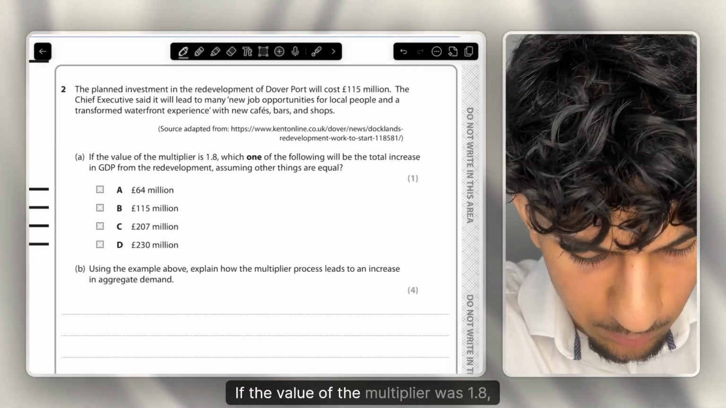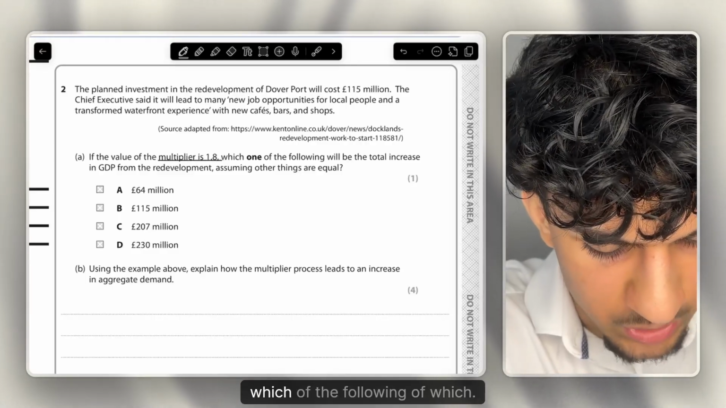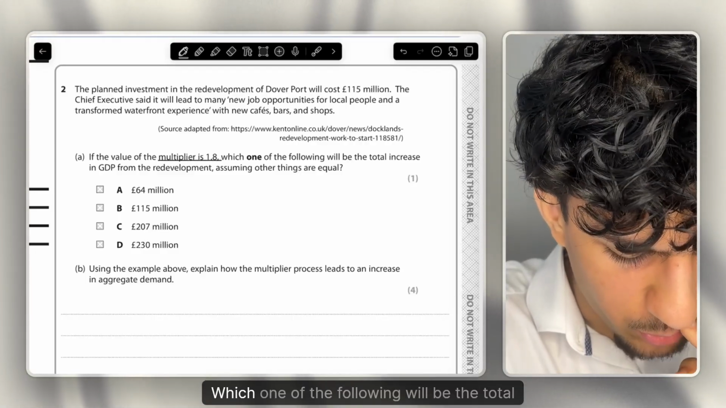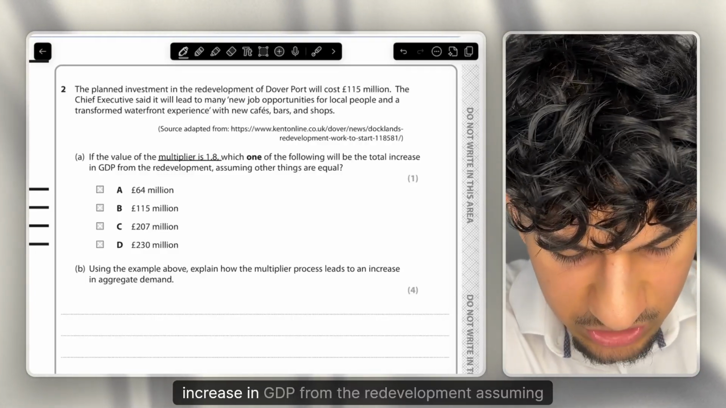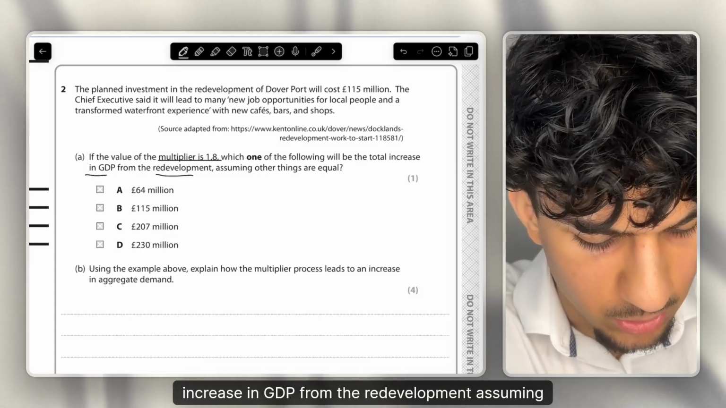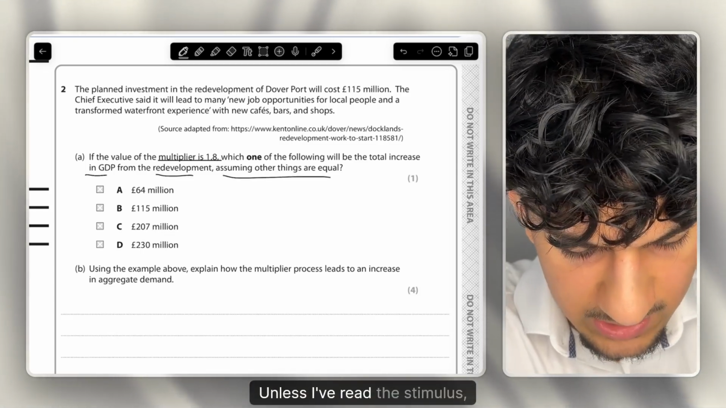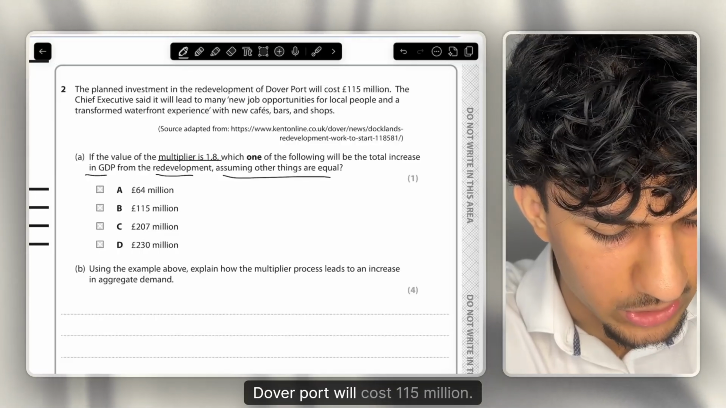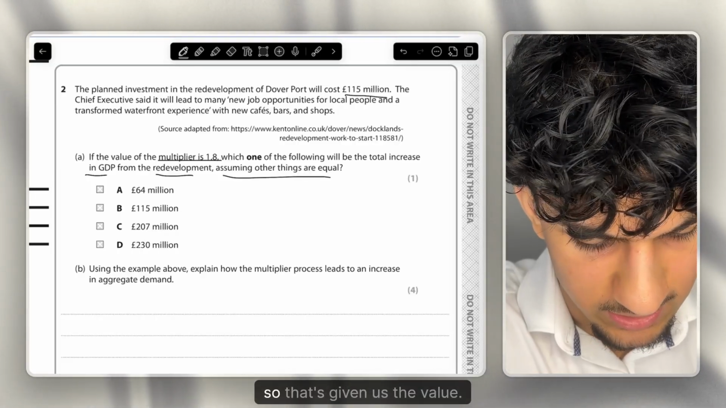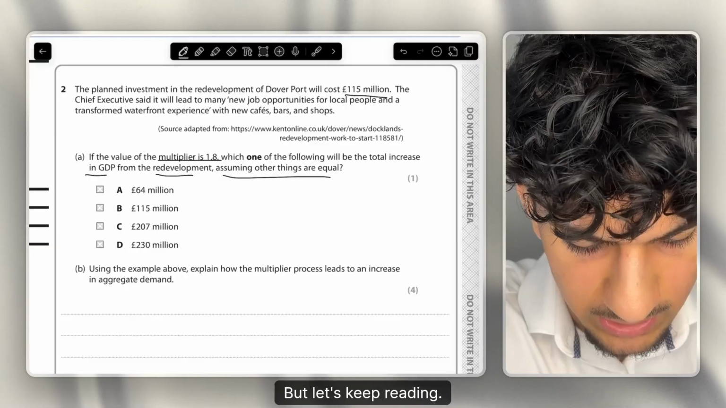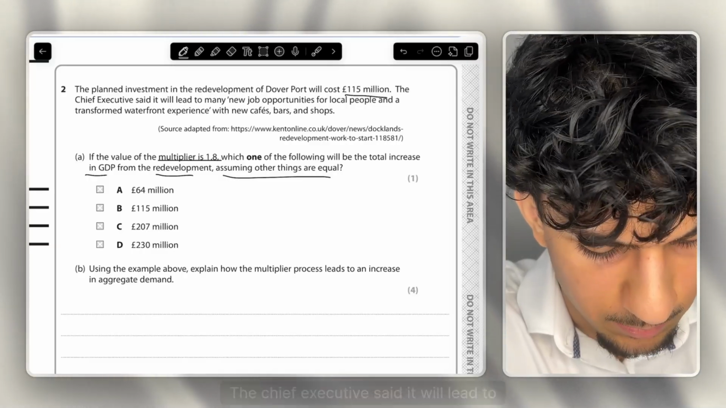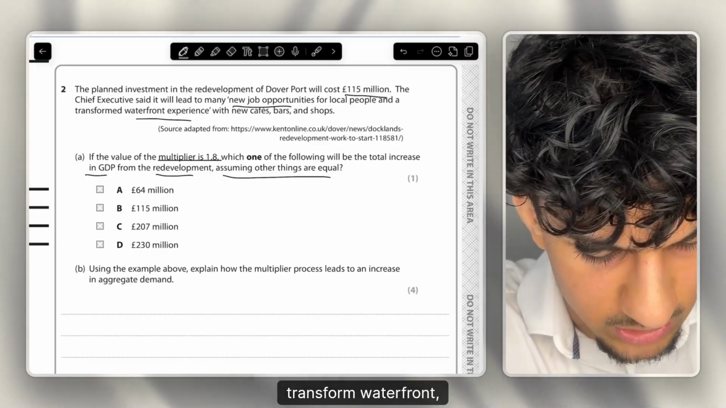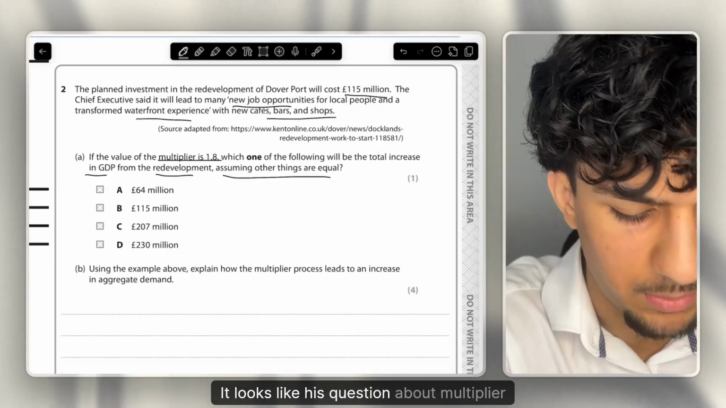If the value of the multiplier was 1.8, which one of the following will be the total increase in GDP from the redevelopment, assuming all other things are equal? Let's have a read of the stimulus. The planned investment of the redevelopment of the Dover port will cost 115 million. Okay, so that's given us the value, but let's keep reading. The chief executive said it will lead to many new jobs, transform waterfront, new cafes, bars, shops. So it looks like it's a question about multiplier effect.